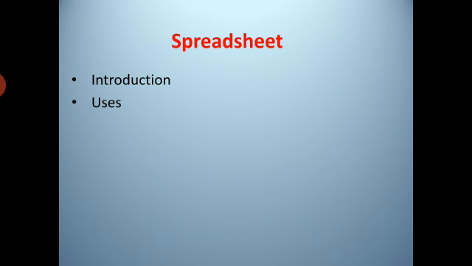Now let me introduce you to spreadsheet. Spreadsheet is a long sheet of rows and columns on the computer screen to do data analysis and calculations. In other words, a spreadsheet is a grid which interactively manages and organizes data in rows and columns. It is also called an electronic spreadsheet.